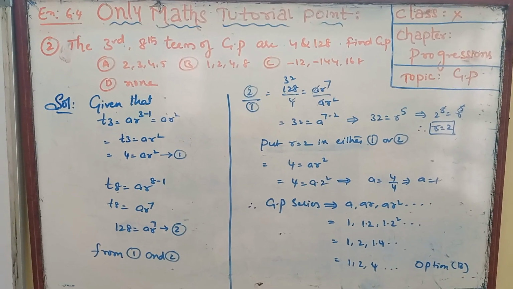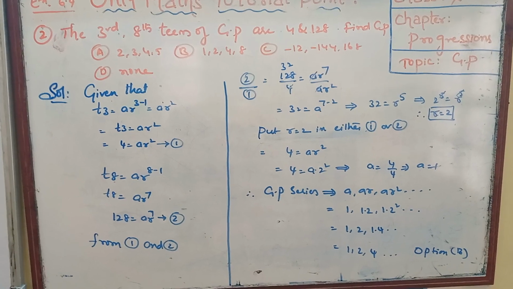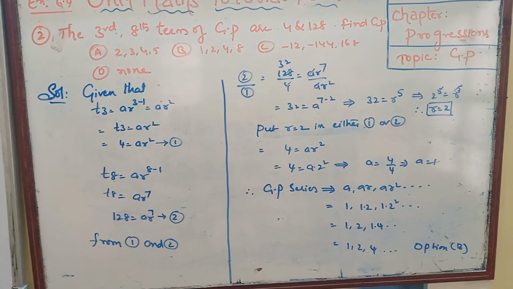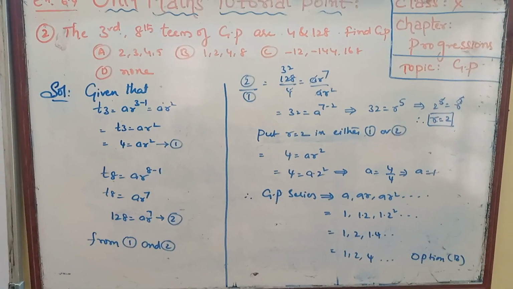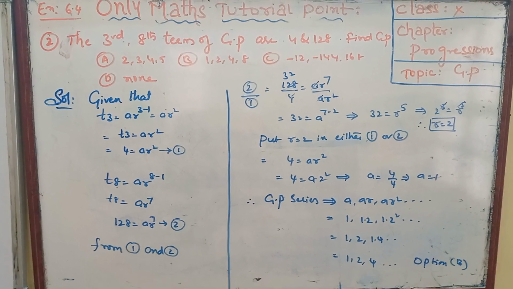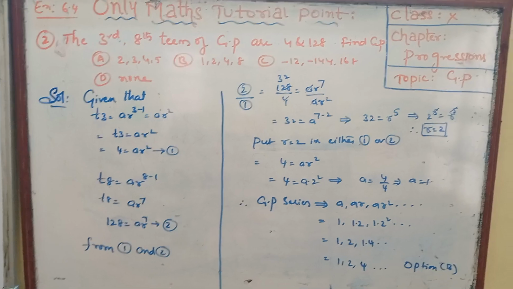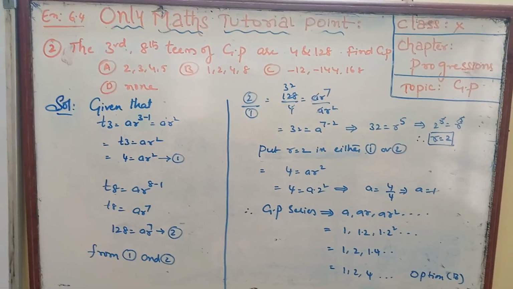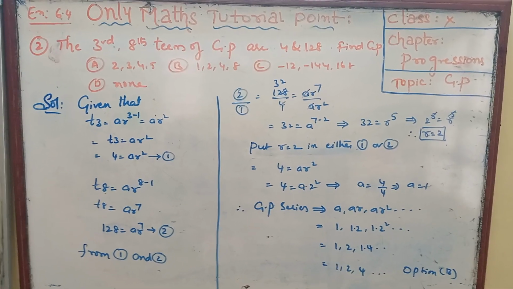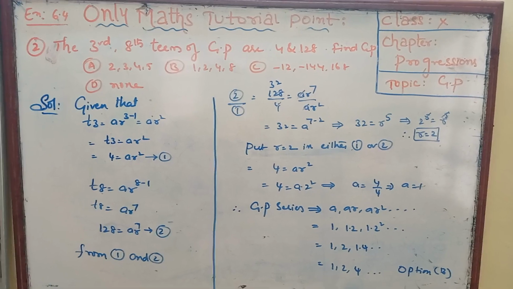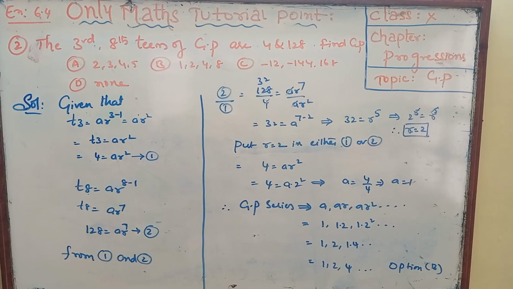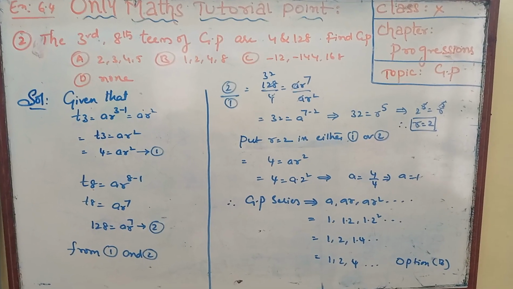So today we are going to discuss the second multiple choice example of geometric progression. What is given here? The third and eighth terms of a GP are 4 and 128. Find the GP. The options given here: A option is 2, 3, 4, 5. B option is 1, 2, 4, 8. C option is minus 12, minus 144, 168, and D is none.